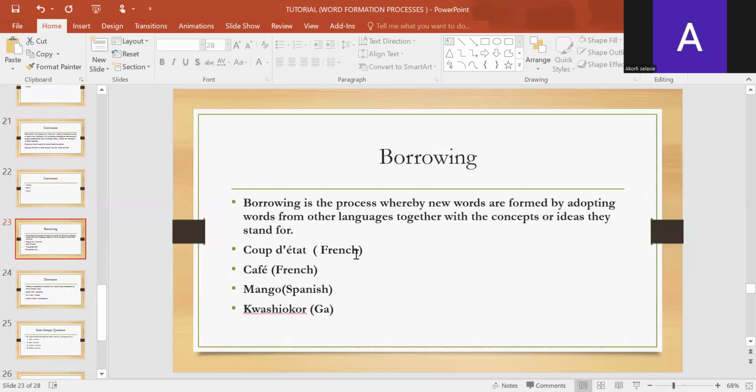Borrowing is a process by which new words are formed by adopting words from other languages together with the concept they stand for. Kudita is French, cafe is French, mango is Spanish, kwashiorkor is from Ghana. Now, look for more examples.